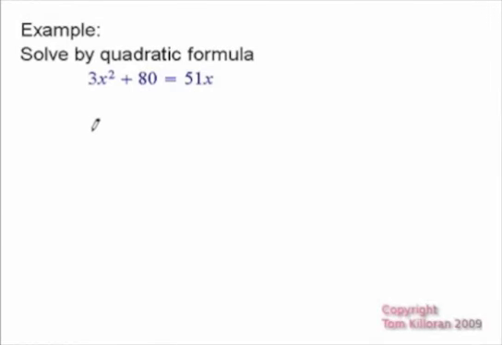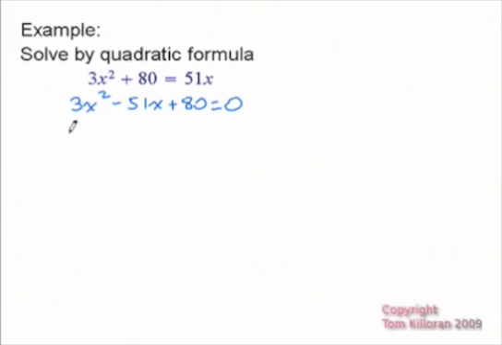Here's an example of a quadratic equation that we're going to solve using the quadratic formula. The quadratic formula comes in handy when the coefficients are either large numbers or decimals. But before we can use the quadratic formula, you do still have to get this equal to 0. So this 51x is going to have to get moved over. So this gets rearranged to be 3x squared minus 51x plus 80, and this whole thing has to be equal to 0 to be in a standard quadratic equation form.